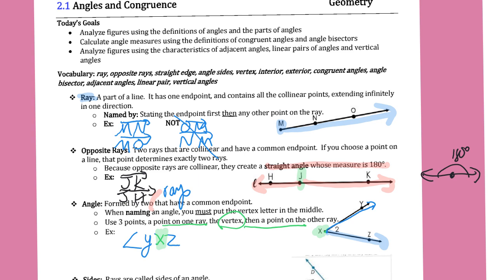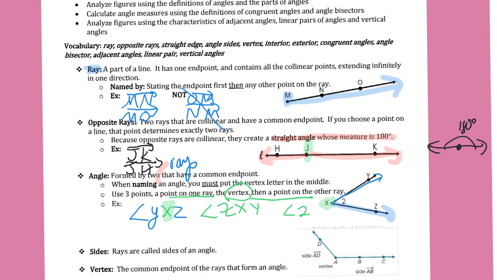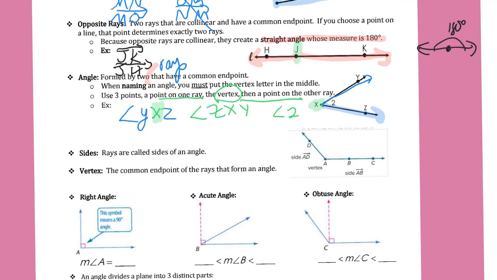Part two is to say, what else could you have? Well, you could do angle ZXY, okay? Or you could call it angle 2. And so if you're naming an angle, see right there that not all angles have a number inside the angle, but sometimes if they see that, that's kind of a shortcut way to name it. And again, sometimes they do, sometimes they don't.